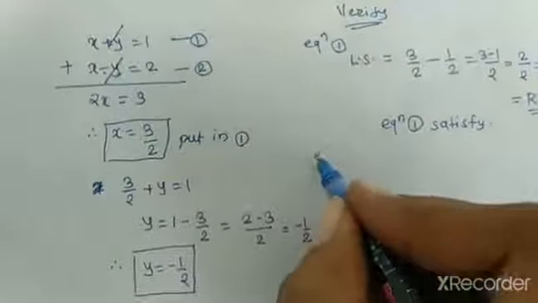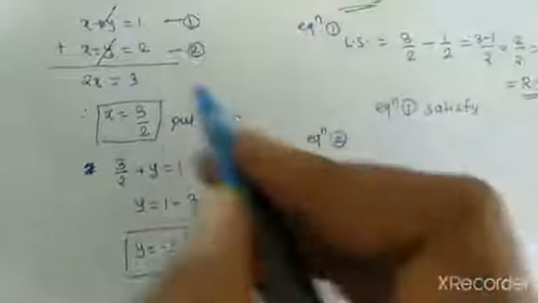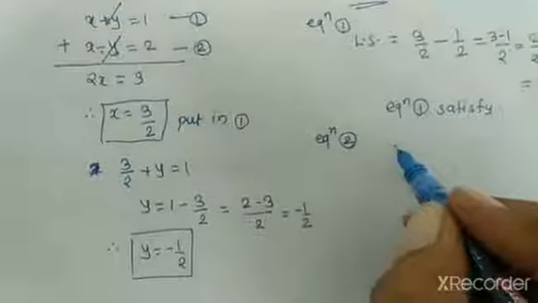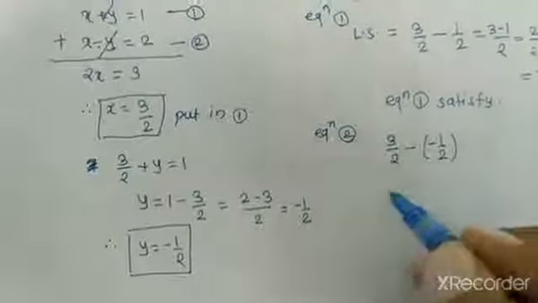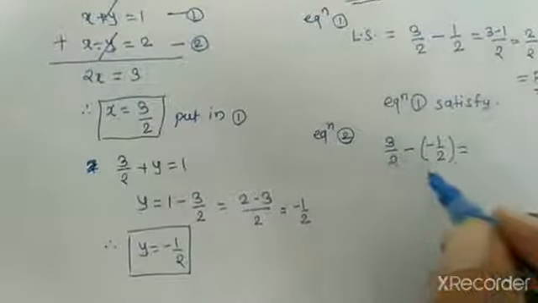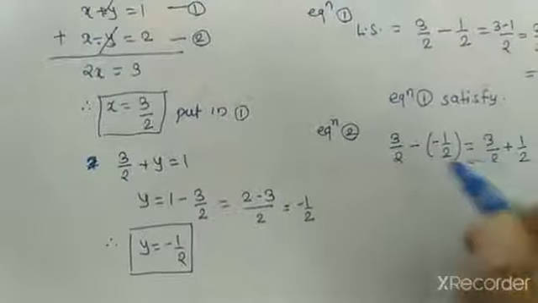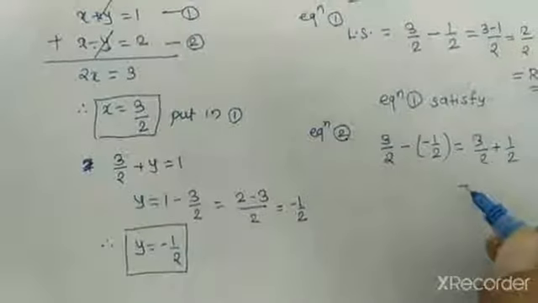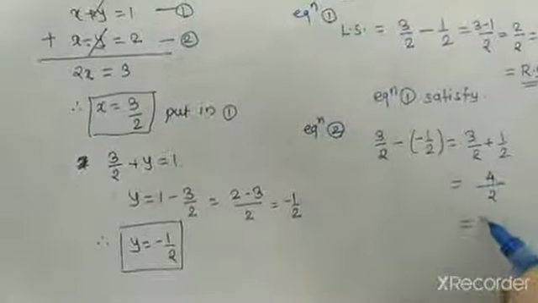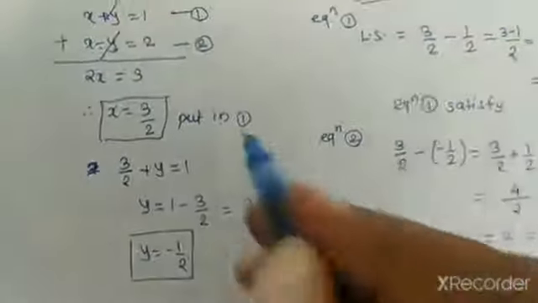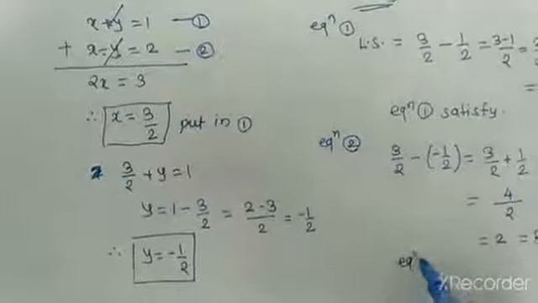Now equation 2. Consider equation 2, x minus y is equal to 2. Now x value is 3 by 2 minus of minus 1/2, because y value is negative, which can be written as 3 by 2 minus minus plus 1 by 2, because minus minus sign gets positive. Rules of addition, the denominator is the same, 3 plus 1 is 4, which gives 2. Therefore this is the right side of equation 2. Okay, both equation 1 and 2 are satisfied.